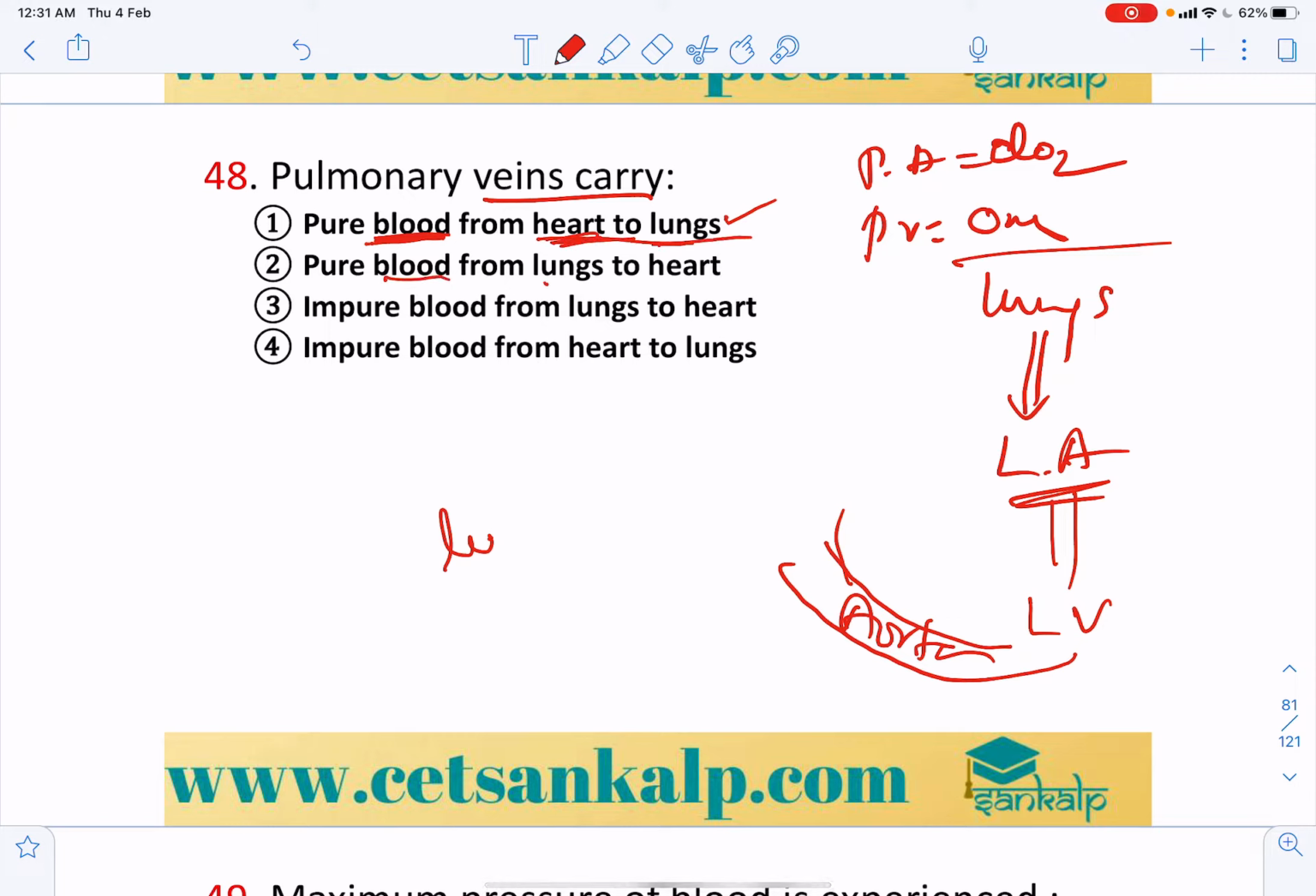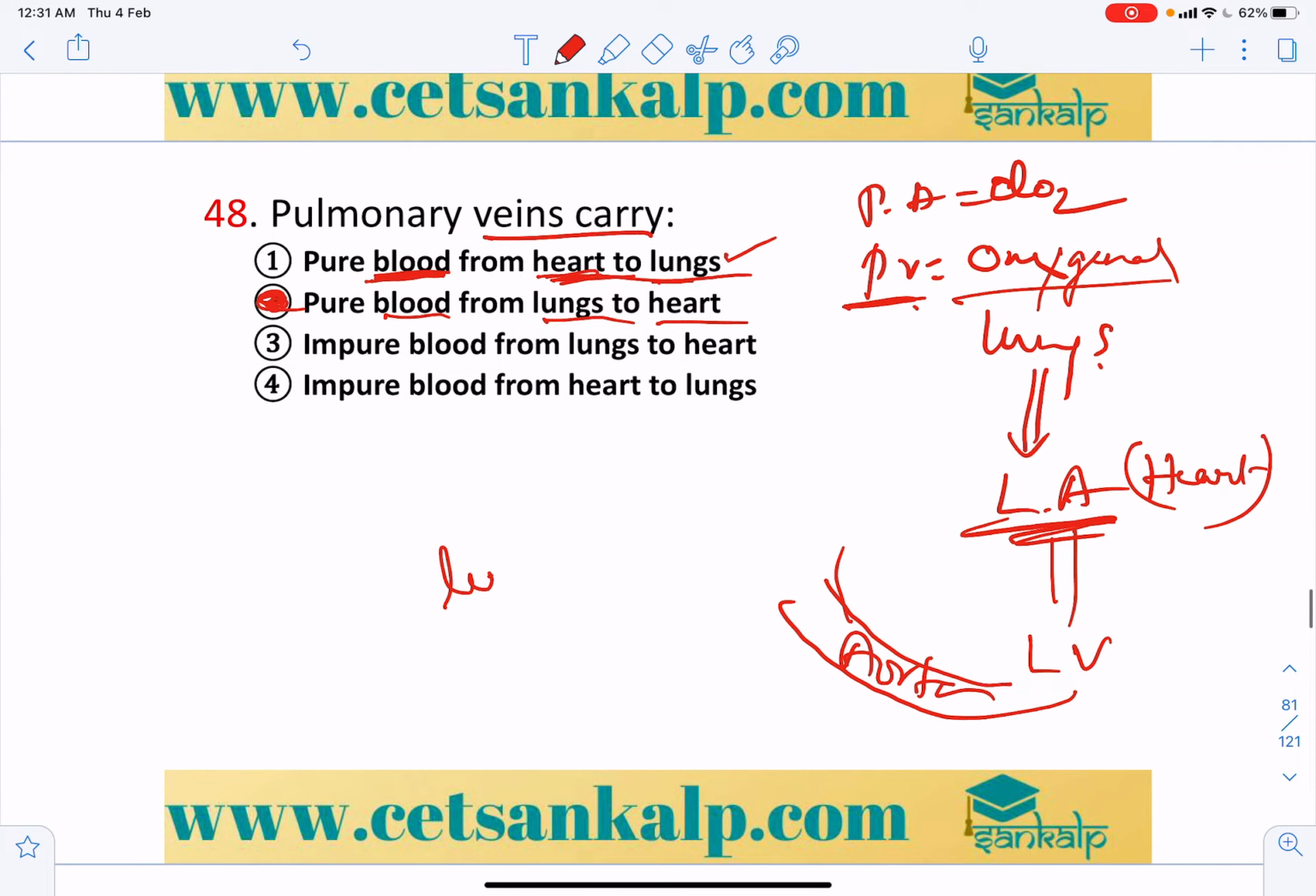Next, pure blood from lungs to heart. Here it is oxygenated blood, you should keep it in mind. That is the pulmonary vein, which carries pure blood from the lungs to the heart, mainly to the left auricle. That is the second option we can consider. Next, impure blood to the heart is collected by the veins and drained by the superior vena cava.